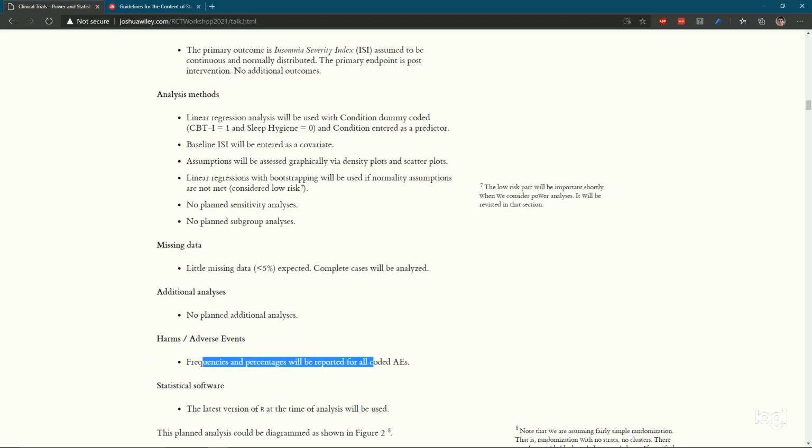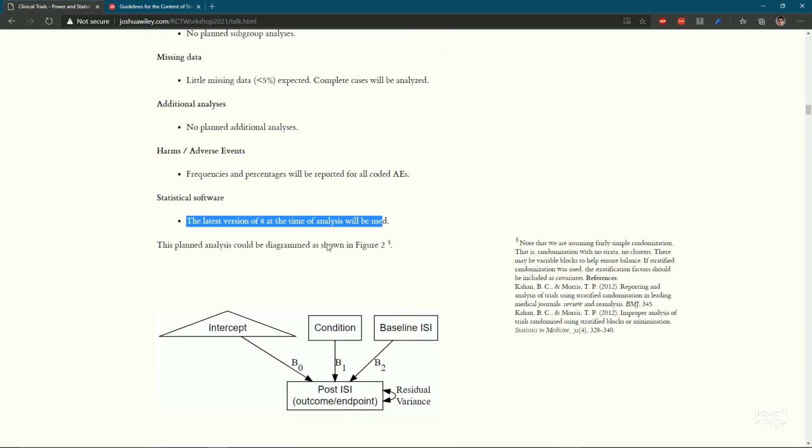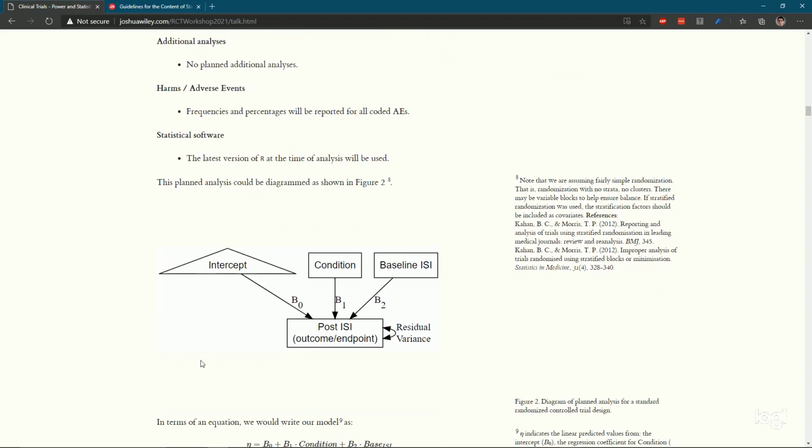Harms, adverse events, we're just going to do something really basic, frequencies and percentages. Statistical software, we're going to use the latest version of R at the time of analysis. So the planned analysis then could be diagrammed like this in figure 2.